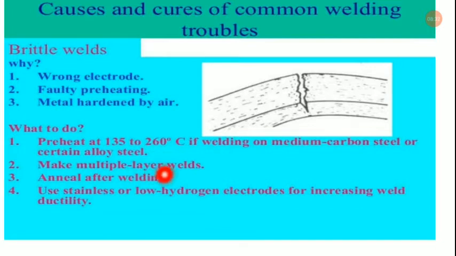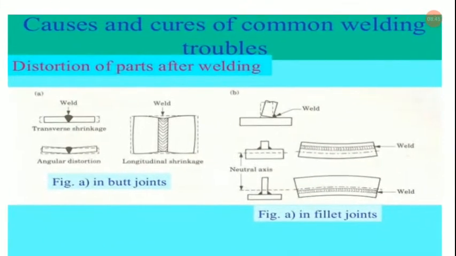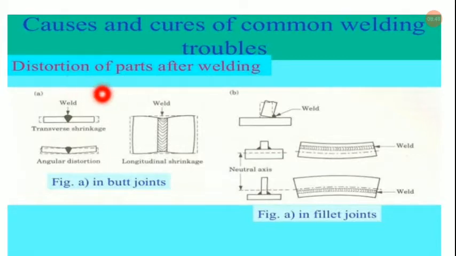Make multiple layer welds. Anneal after welding. Use stainless or low hydrogen electrodes for increasing weld ductility. So here are some of the causes and cures of common welding troubles.